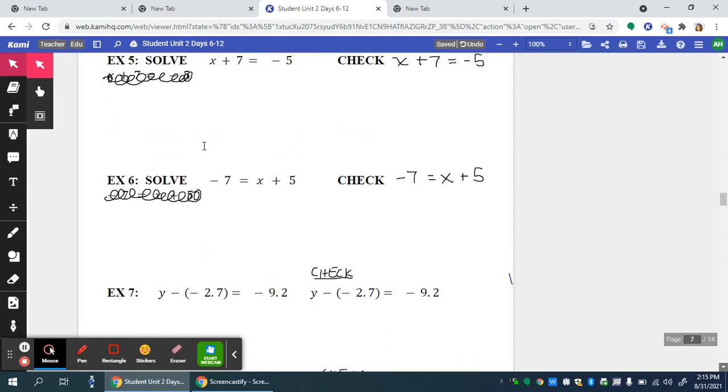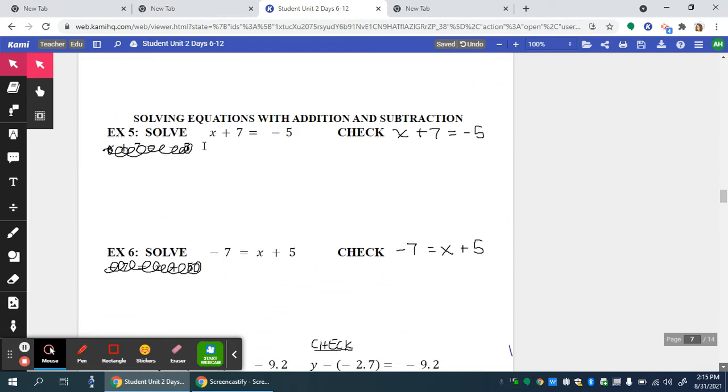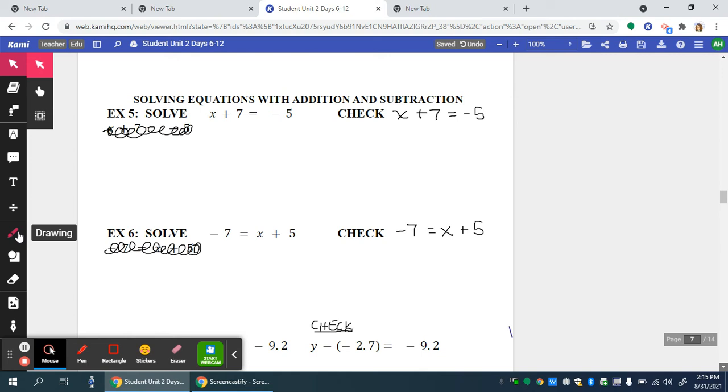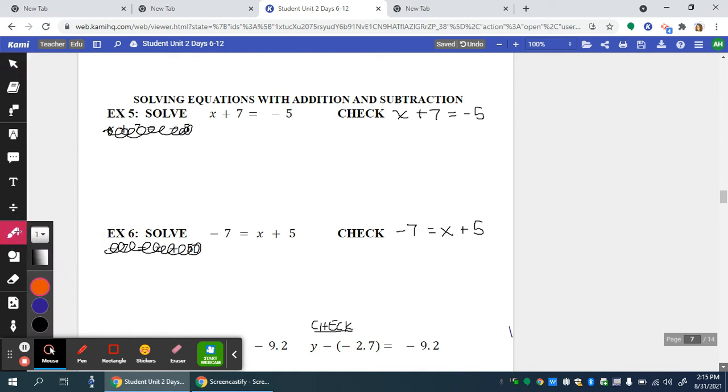Now we're going to mix it up. Sometimes it'll be addition and sometimes it'll be subtraction. We'll have to figure it out. So I have x plus 7 equals negative 5. And again, this is why we went over adding and subtracting signed numbers, so that we have that skill in our tool belt.